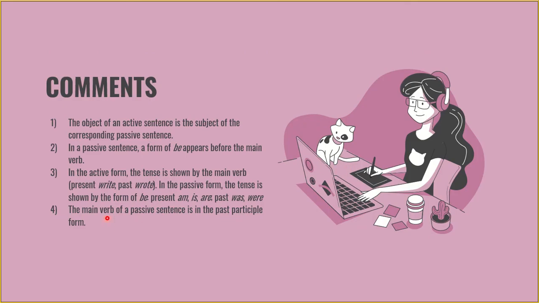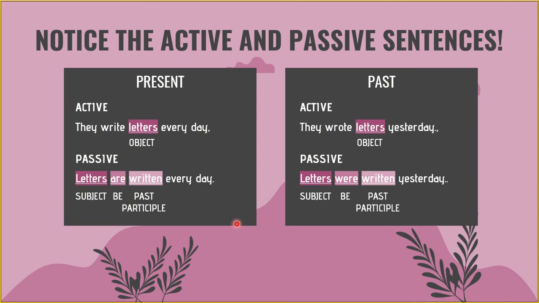4. The main verb of a passive sentence is in the past participle form. "Written" is the past participle form of "write." Written, it is the verb 3.